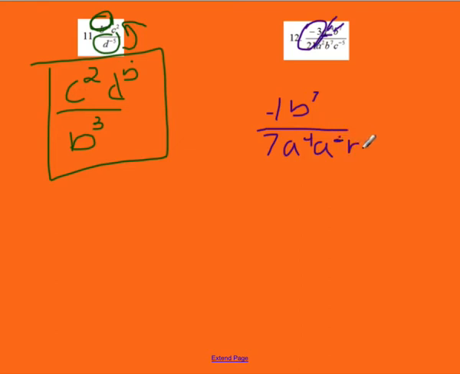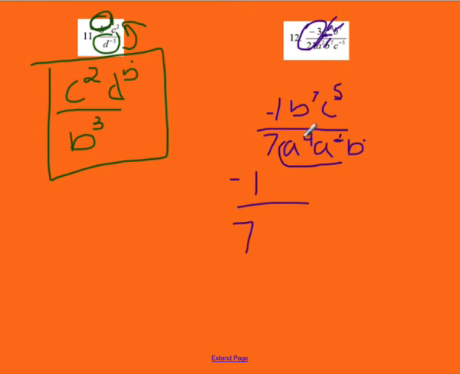B to the 7th is positive on the bottom, so I'm going to keep it on the bottom. Last but not least, c to the negative 5 is negative on the bottom, so I'm going to flip it to the top, so it'll be positive. So now I need to go about simplifying a couple of things, okay? So, negative 1/7 I can keep.